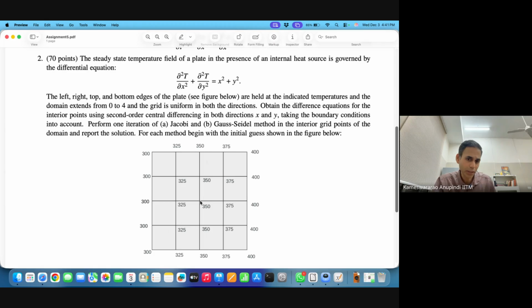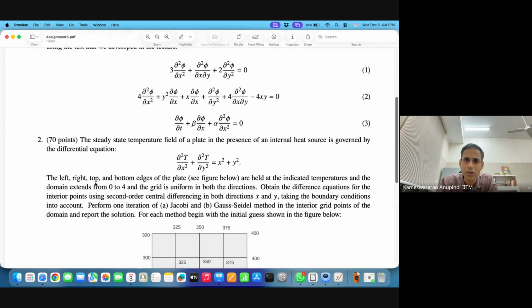Similarly, when you come here, in Jacobi you will still use 325 and 350 for these values, and 350 and 375 for those. Whereas in Gauss-Seidel, although you will use 350 and 375 for these points, you're going to use the updated value of i−1, j and the updated value of i, j−1. Then you would perform just one iteration. It's going to be a simple calculation. For each method, begin with the initial guess shown in the figure. I think this is very straightforward.